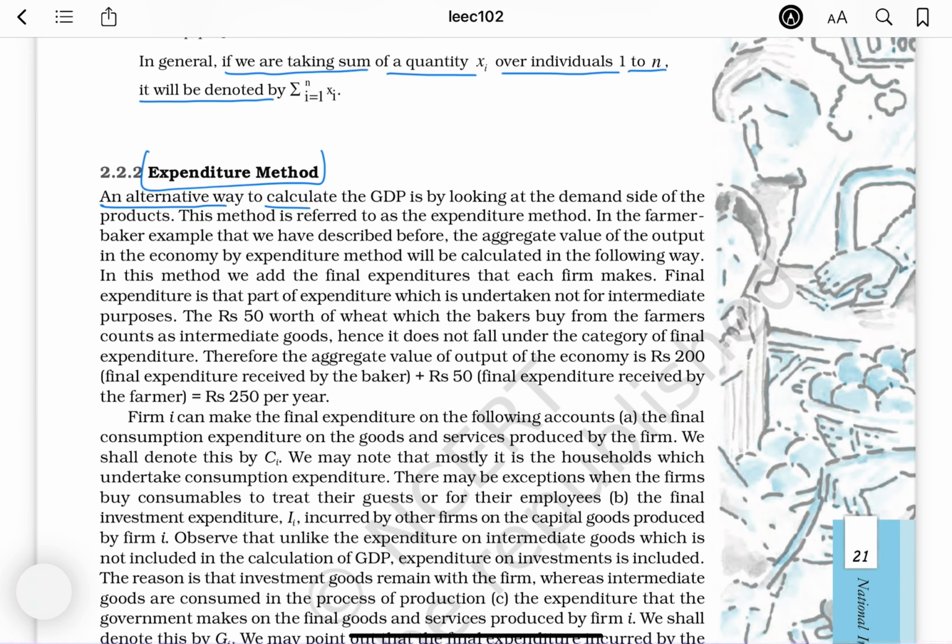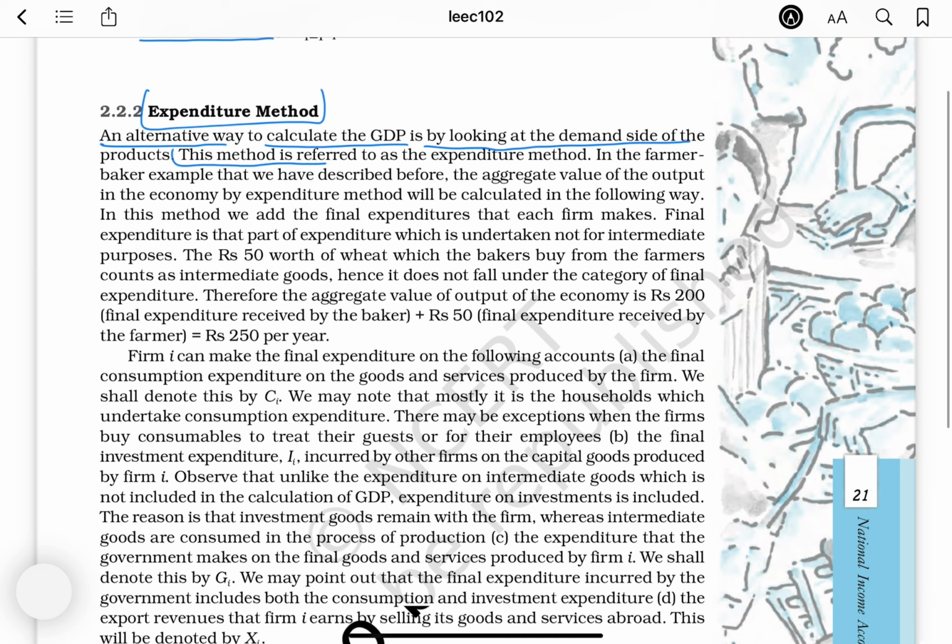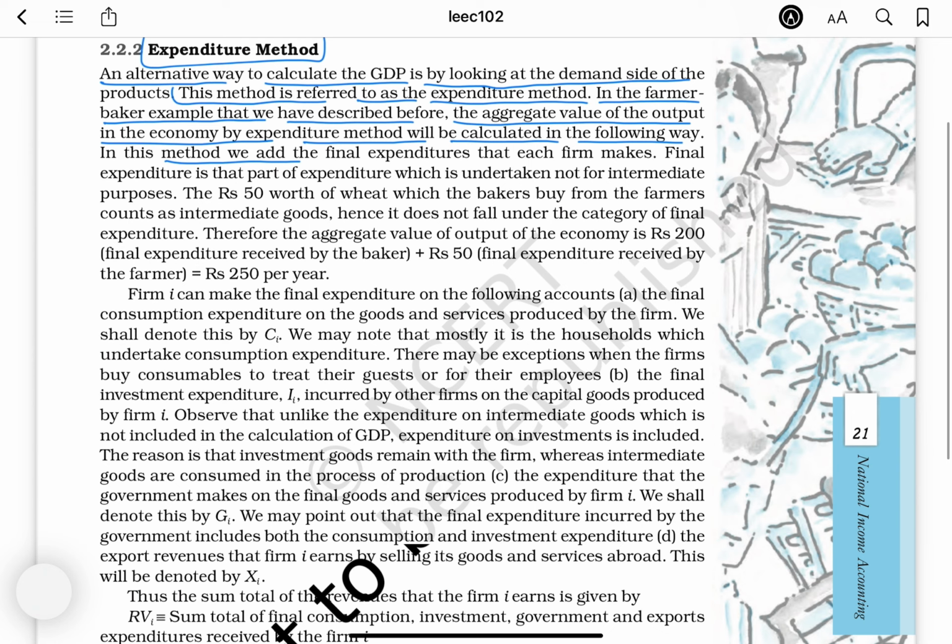Expenditure method. An alternative way to calculate the GDP is by looking at the demand side of the products. This method is referred to as the expenditure method. In the farmer-baker example that we have described before, the aggregate value of the output in the economy by the expenditure method will be calculated in the following way. In this method, we add the final expenditures that each firm makes. Final expenditure is that part of expenditure which is undertaken not for intermediate purposes. The rupees 50 worth of wheat which the baker buys from the farmer counts as intermediate goods, hence it does not fall under the category of final expenditure.